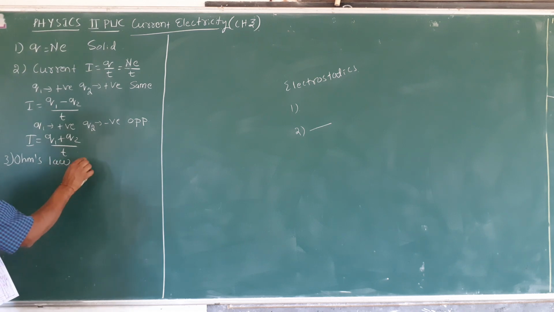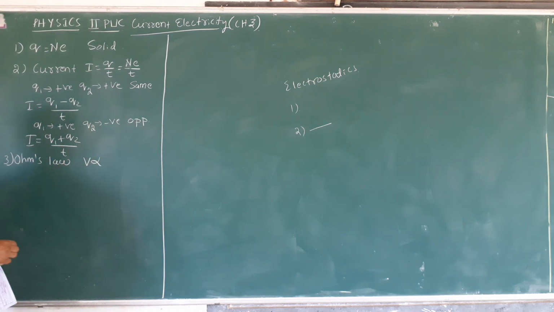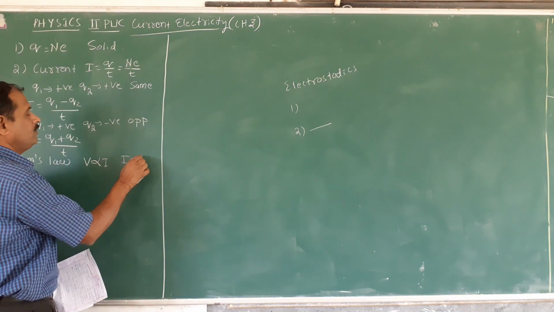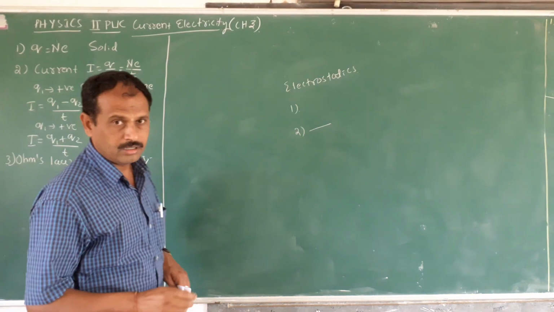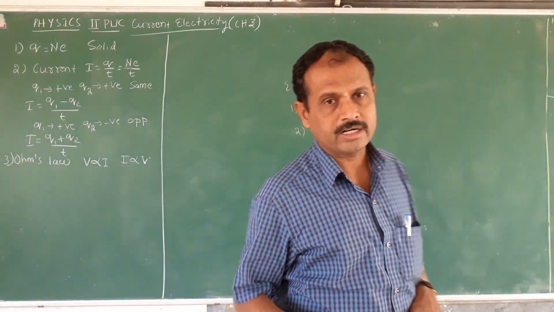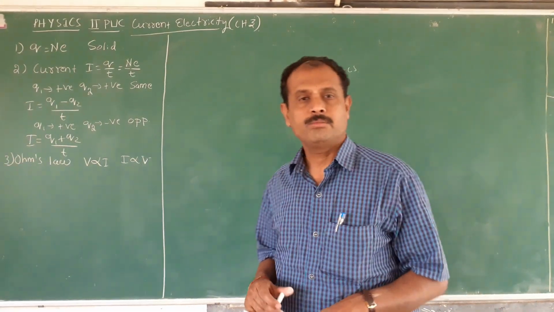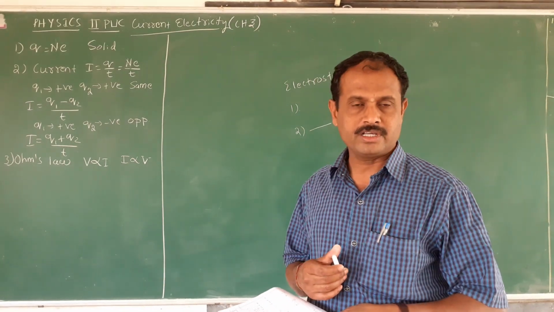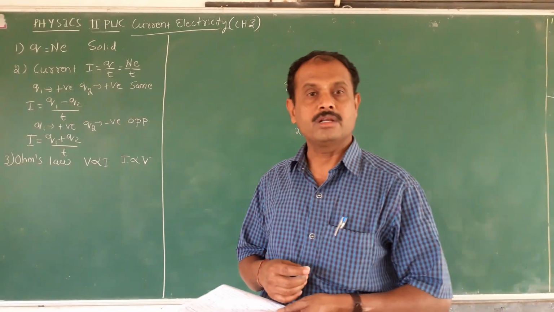Ohm's law: the steady current flowing through a conductor is directly proportional to the potential difference across the ends of the conductor, provided temperature and other physical conditions remain constant.